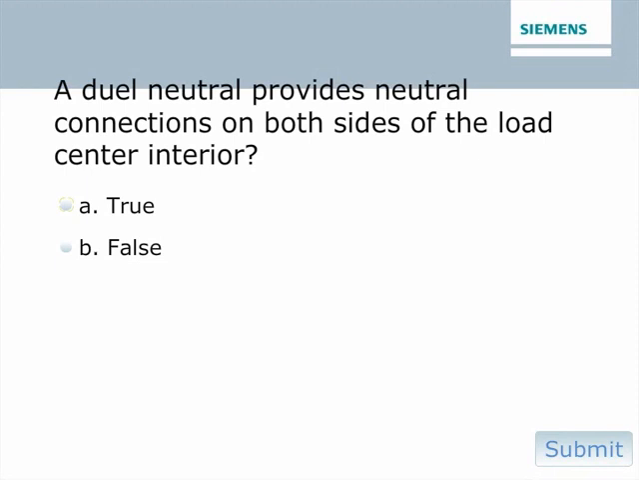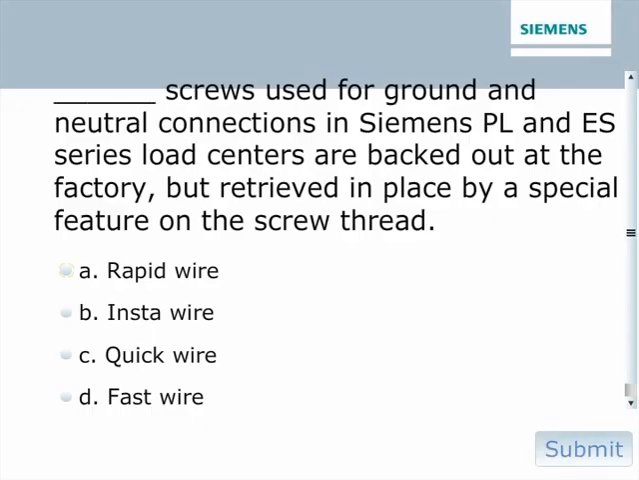Question 2. A dual neutral provides neutral connections on both sides of the load center interior. A, true; B, false. Question 3, we're going to fill in the blank here. Blank screws used for ground and neutral connections in Siemens PL and ES series load centers are backed out at the factory, but retained in place by a special feature on the screw thread. Is that A, rapid wire; B, InstaWire; C, quick wire; or D, fast wire?